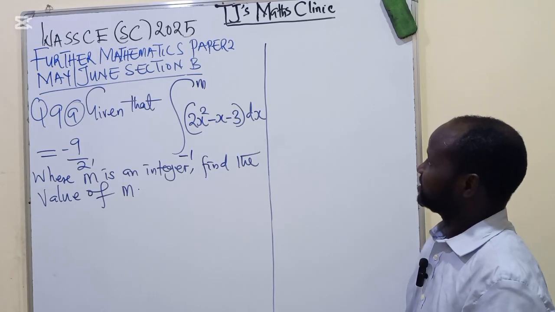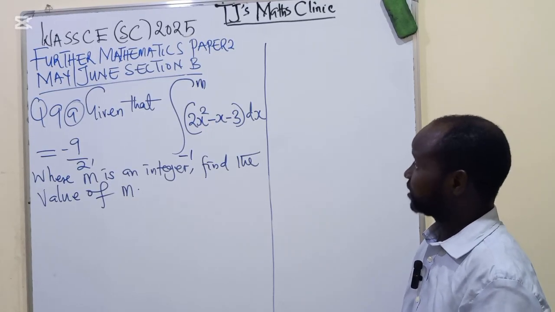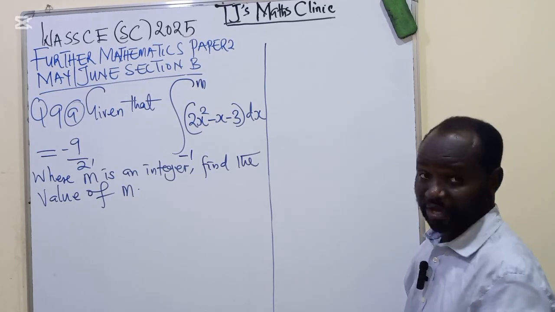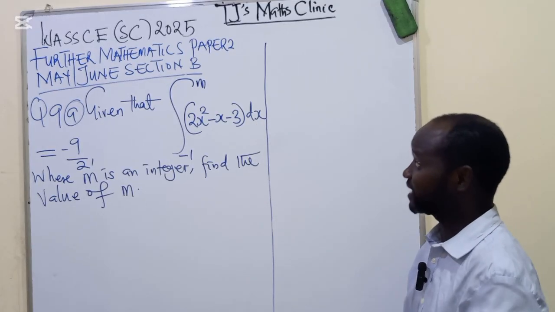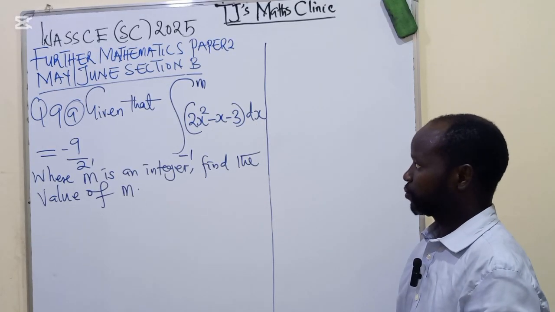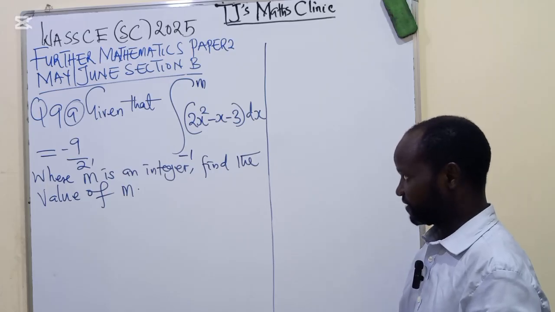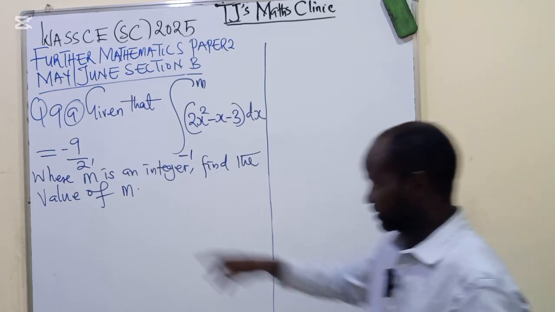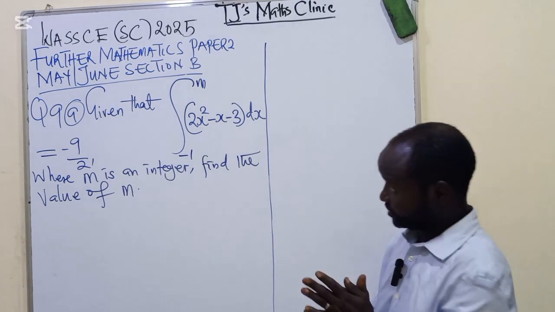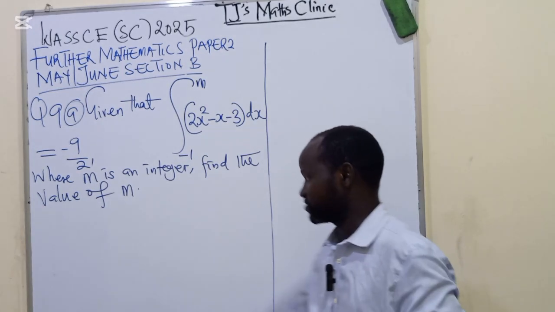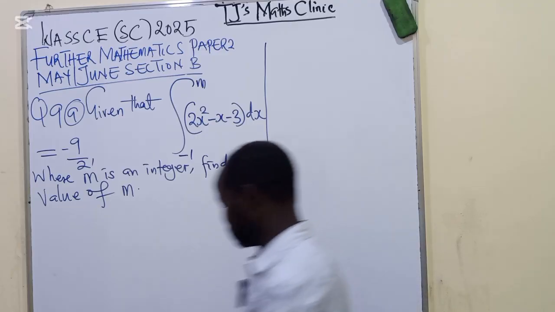Given that the integral of minus 1 to m of 2x squared minus x minus 3 with respect to x is equal to minus 9 divided by 2, where m is an integer, find the value of m. We know that m is an integer, so whatever the value of m, it could be a positive integer or a negative integer, as the case may be. Let's write down the solution.